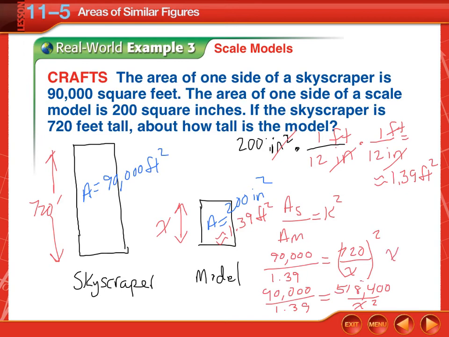If we cross multiply and solve for x by taking the square root, I'm running out of space here, so I'm just going to give the answer. X is approximately 2.83, and that would be feet. Okay.